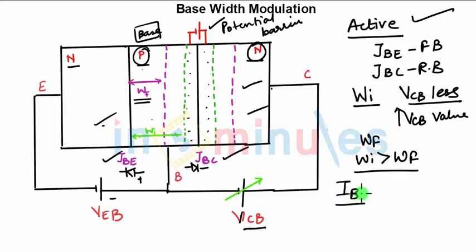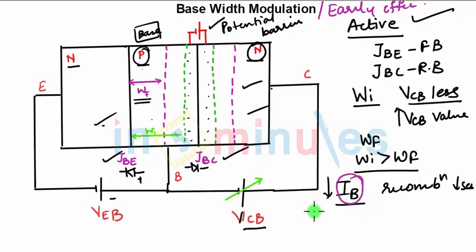As you decrease the width of the base, recombination in the base decreases. When the recombination decreases, the current generated because of recombination decreases. This is the effect of what? Base width modulation. It is also called the early effect. Since the width of the base decreases, your IB current decreases.